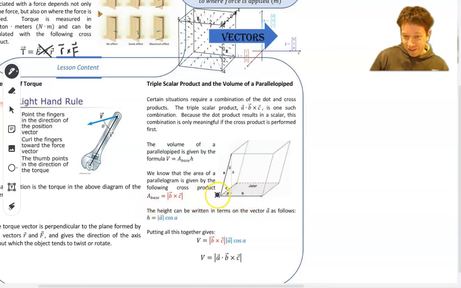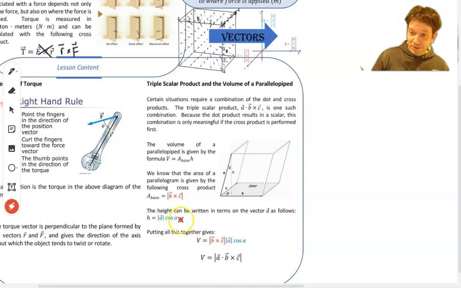So we know that if we have this vector here, C, and this vector here, B, the area of the base is just the magnitude of their cross product. Now if you wanted the volume of the parallelepiped, we just need to take the area of the base and multiply by the height. Now here we have this vector A and an angle, let's call this alpha, to the vertical. So we can just use a simple trig ratio, the cosine ratio, to determine that the height is just the magnitude of that hypotenuse A times the cos of alpha.